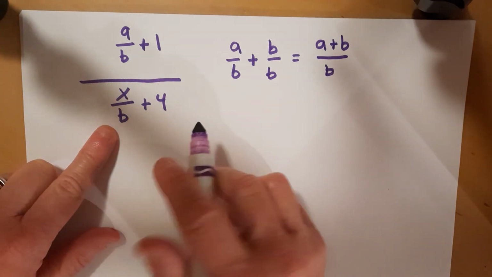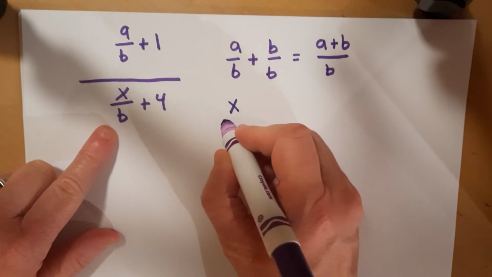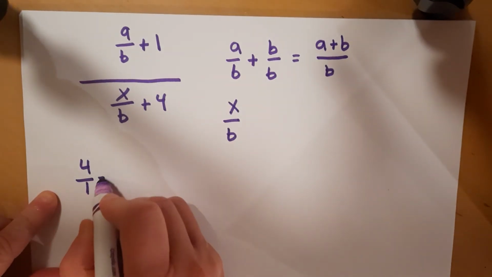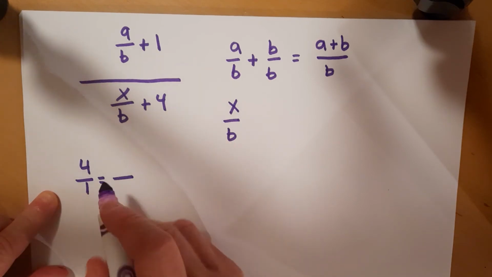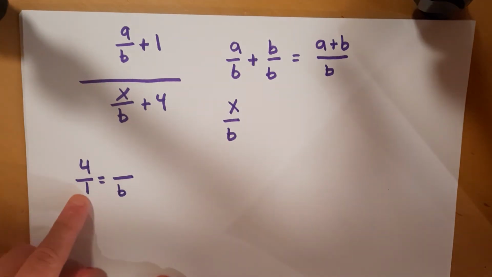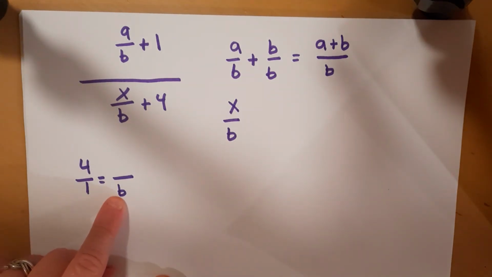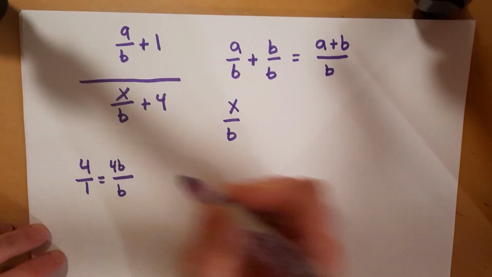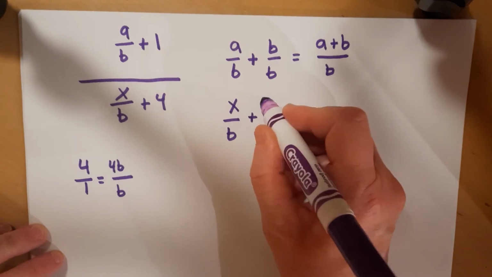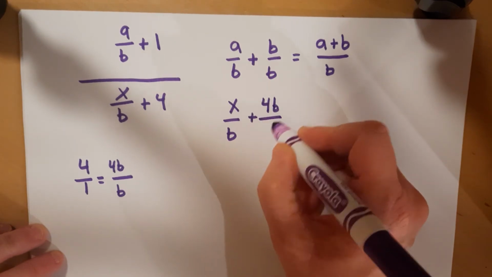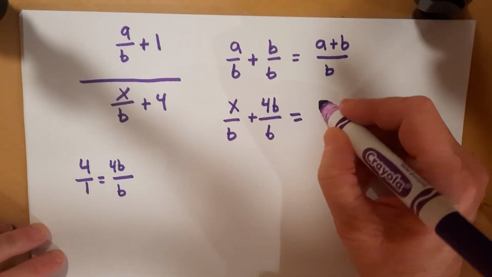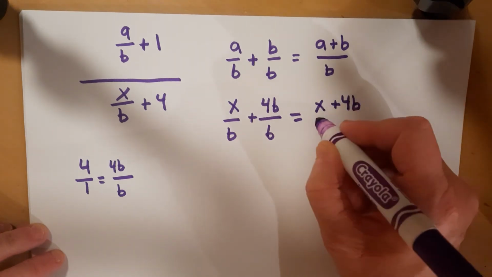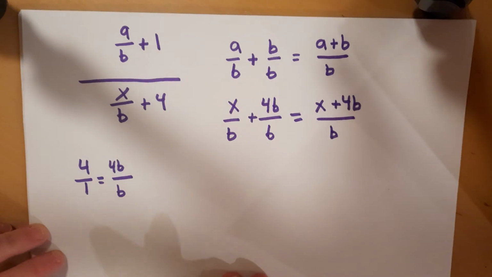We're going to also turn this one into the common denominator of b. 4 is the same as 4 over 1. We want it to have the common denominator of b. We multiply 1 times b to get b, so we have to multiply 4 times b, which would make it 4b. So we're going to add x over b plus 4b over b, which then we can just simply add the numerators and put that over the common denominator.